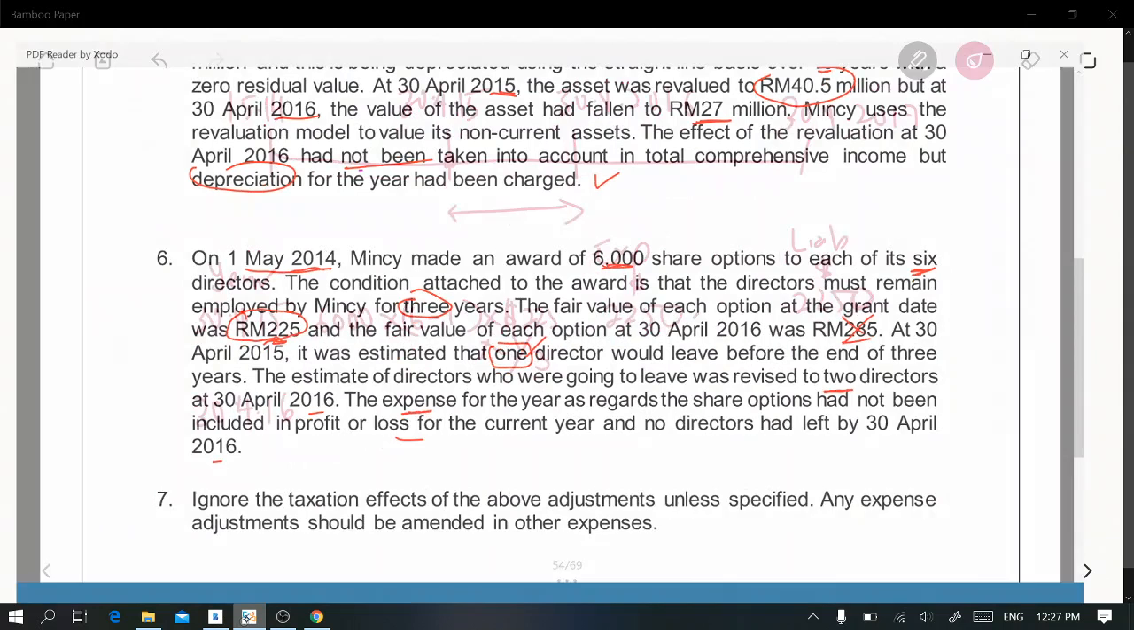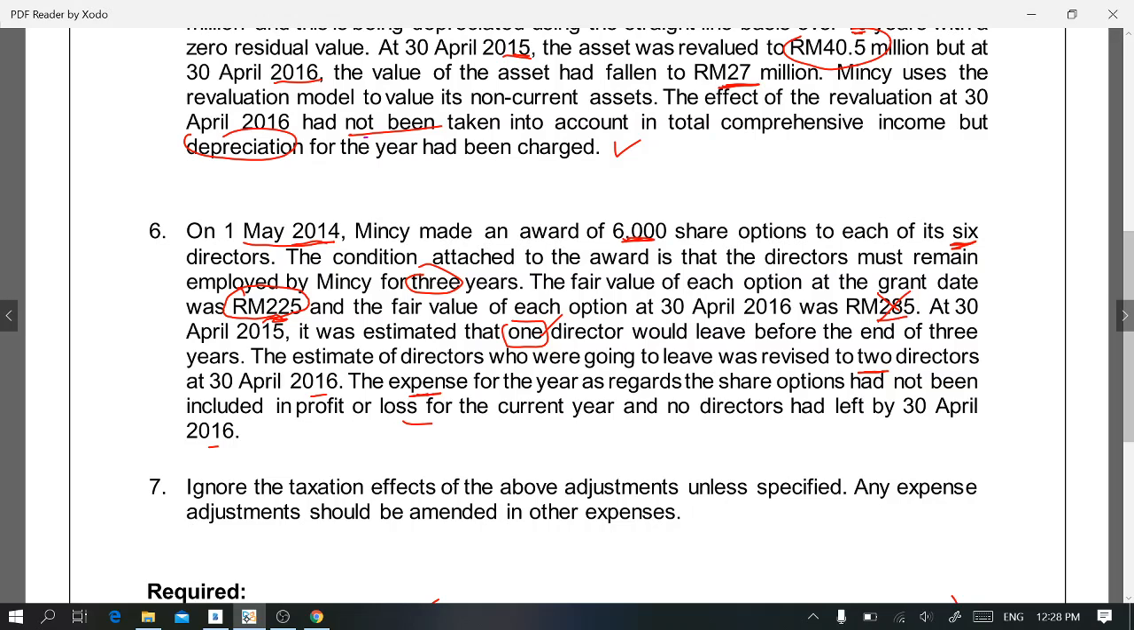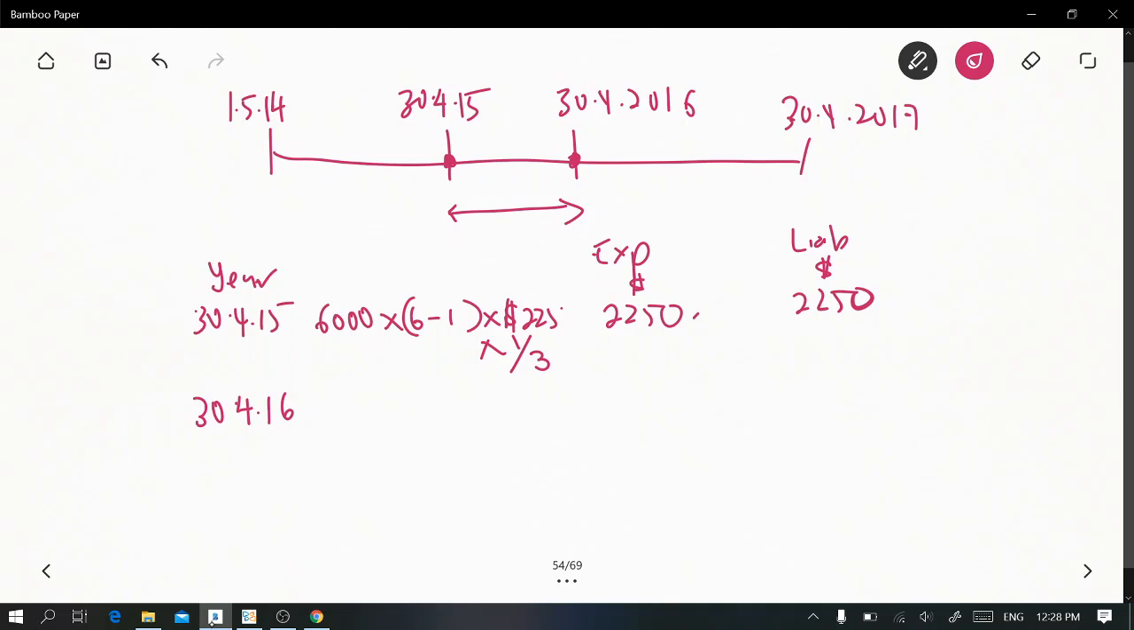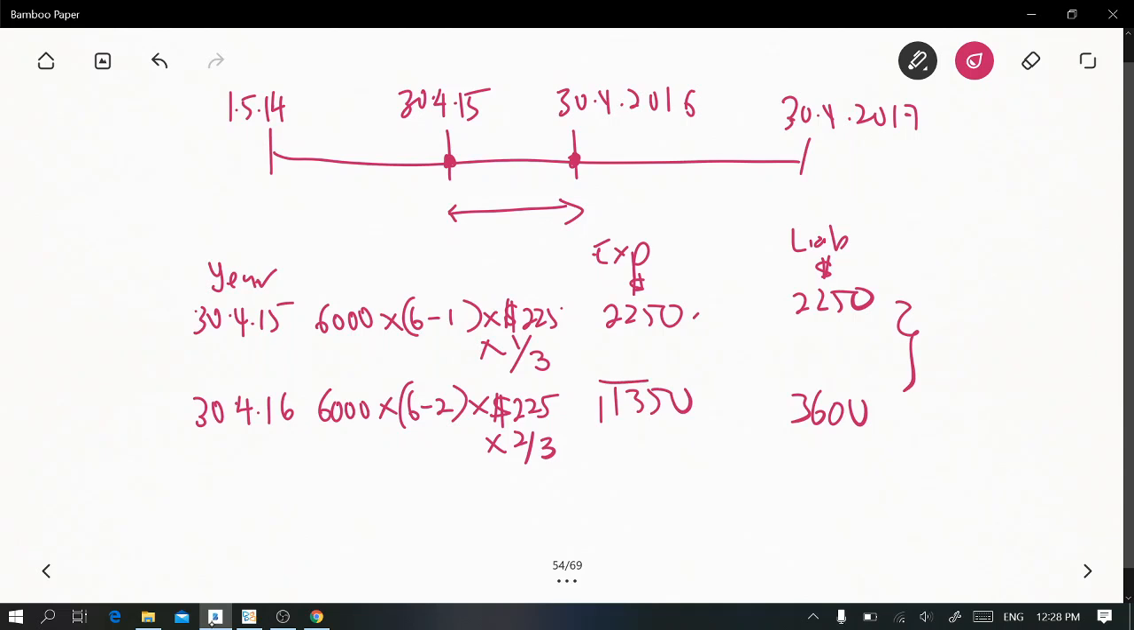This year, the estimated number of directors expected to leave is 2. So when it comes to this year, now it is down to 2. So 6,000 times 6 minus 2, I expect only 4, times 225 times 2 over 3. So the liability increased to 3600. So from 225 increased to 3600, increased by 1350 this year. So this is 1.35 million charged to P&L.